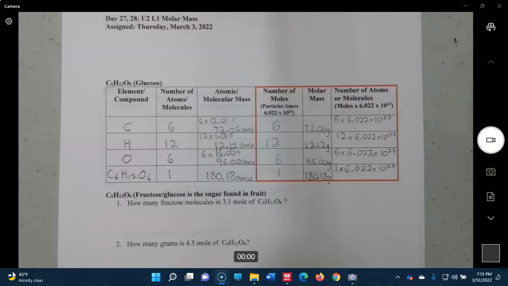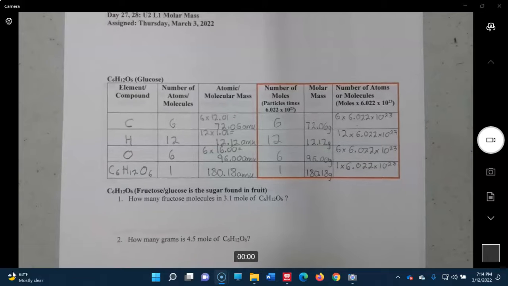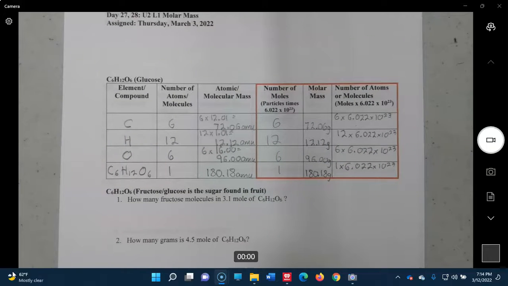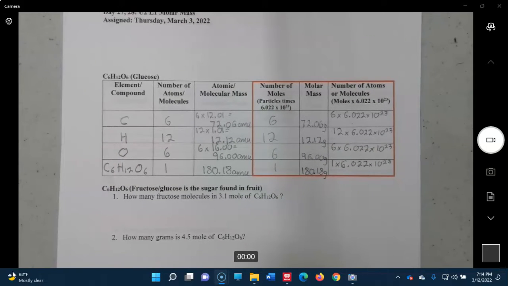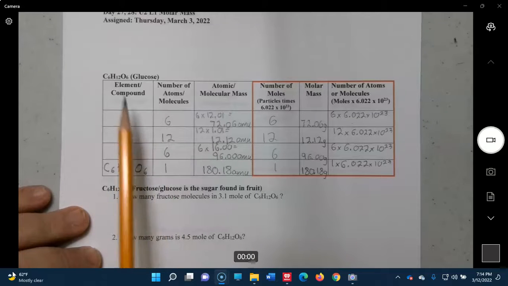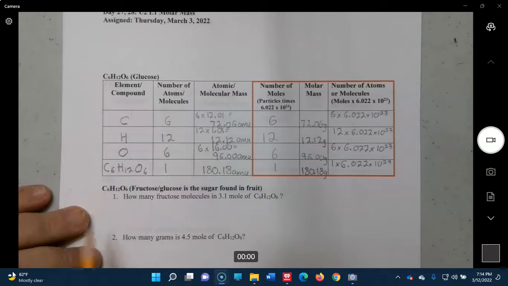Chemistry. We're continuing the answers video for day 27-28 on molar mass, and we're moving on to page 5, which is glucose. Alright, so the table's already been filled in. Let's go over it. So glucose has carbon, hydrogen, oxygen to form this molecule, a glucose molecule. It's 6 carbons, 12 hydrogens, 6 oxygens.